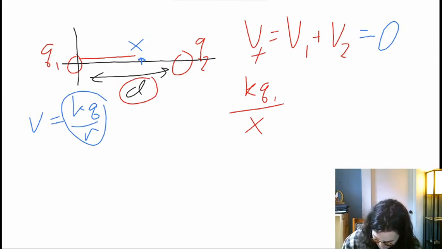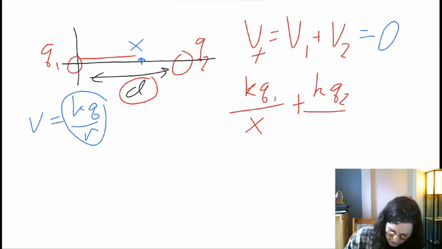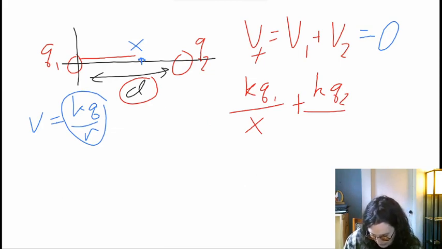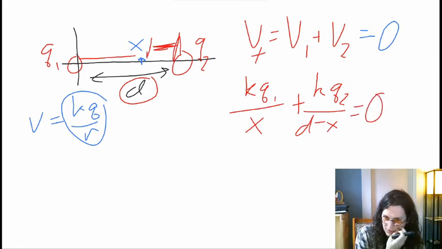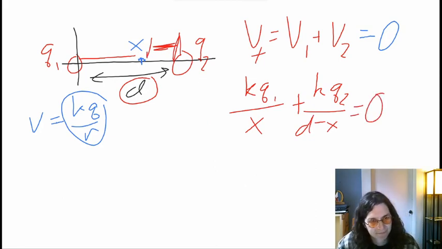And so we'll go ahead and plug in the potential for charge 2, which is going to be k times Q2 over that r distance. And again, how did I define that? It's just this length right here. What is this length? It's d minus x. So d minus x, and we set it equal to 0, and then proceed to a solution from there.